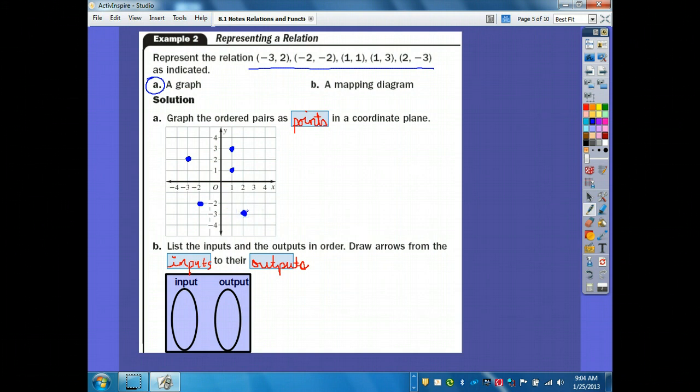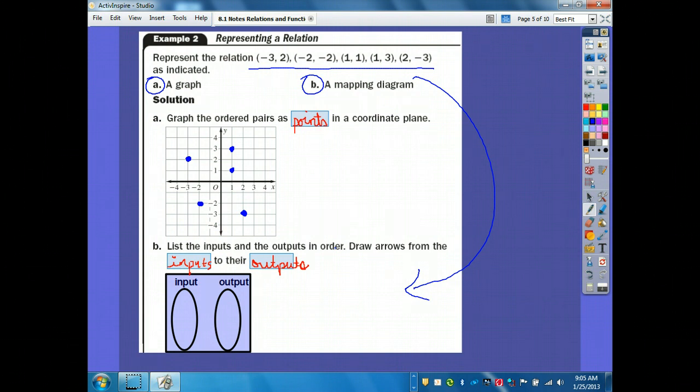All right, yours look like mine. Got those plotted. Now for B, they want us to do a mapping diagram, and you have to do one of these today, I believe. And down here is what your mapping diagram looks like. First, you have to list the inputs and the outputs in order. Okay, so let's list all the inputs and outputs in order.